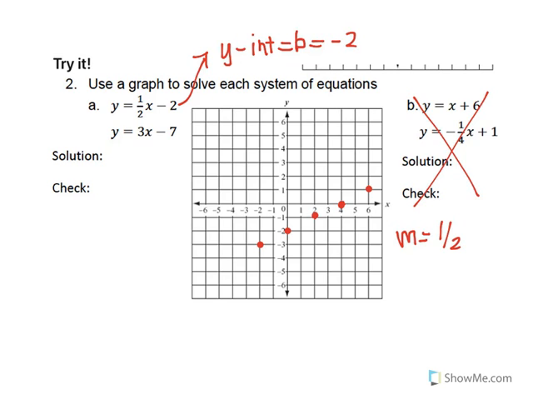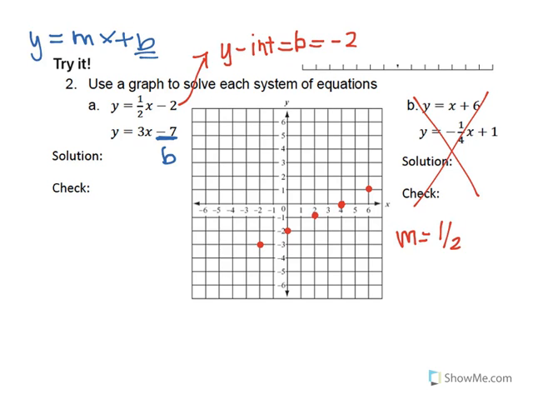Now we're going to plot the second line. I'm going to do that in blue. So I've changed here. I've got to find my y-intercept, or my b value, which is -7. So I'm going to note that this is y equals mx plus b. So my y-intercept, this is my b value. Remember, the equation looks like this: y equals mx plus b. So we're looking for the variable value b, right here, which is -7.